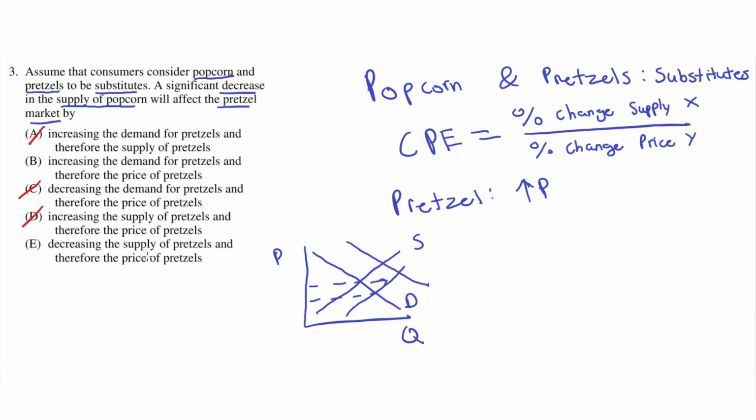E. Decreasing the supply of pretzels and therefore the price of pretzels. This is incorrect because decreasing the supply of pretzels would shift the supply curve to the left, and while this would cause an increase in the price of pretzels, we know that the increase in the price of pretzels up here was due to the change in demand, not the change in supply. Therefore, E is incorrect, and the correct answer is B.